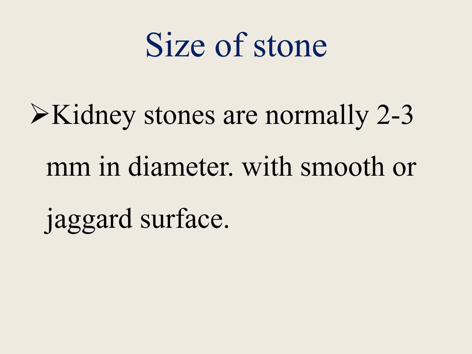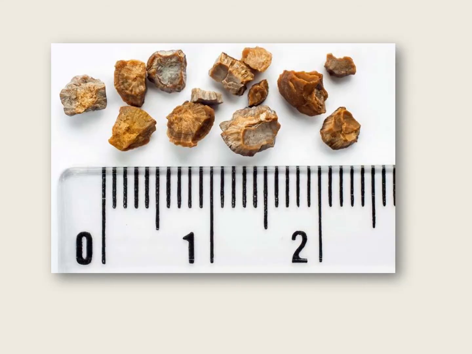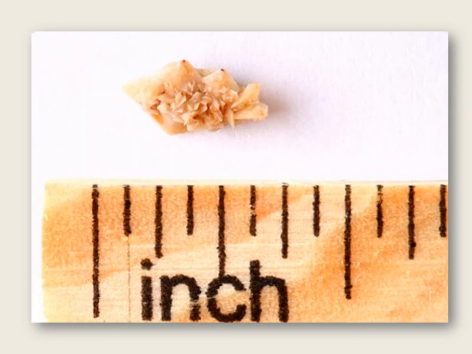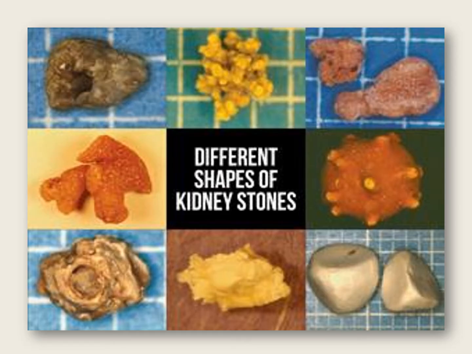Size of the stone. Kidney stones are normally 2 to 3 mm in diameter with a smooth or jagged surface. In this figure, different sizes of stones are present. We measure the size of the stone on this scale. Another figure of a kidney stone in which we measure the length of the stone. Different shapes of kidney stones.